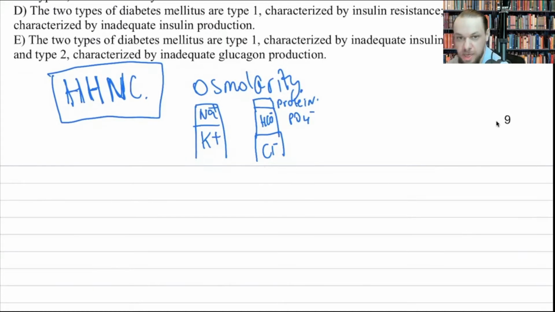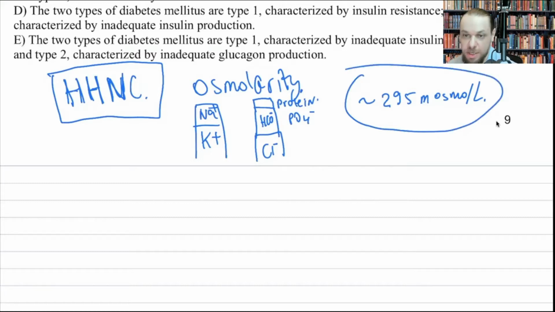Now, this makes the osmolarity. Normally, if I check your osmolarity, on a normal person it will be roughly about 295 milliosmoles per liter. If you look at your normal saline, next time you're in the lab and you're doing your piggybacks, the saline will be isotonic. So the osmolarity of the saline will be around this range, roughly 295 milliosmoles per liter.